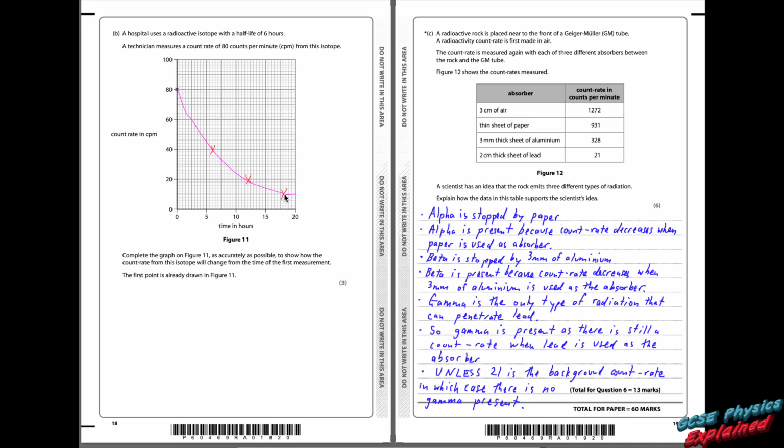So there we go. That's what your typical half-life graph is going to look like. It's what you call an exponential shape. So try to draw it as neatly as you can, as smoothly as you can.